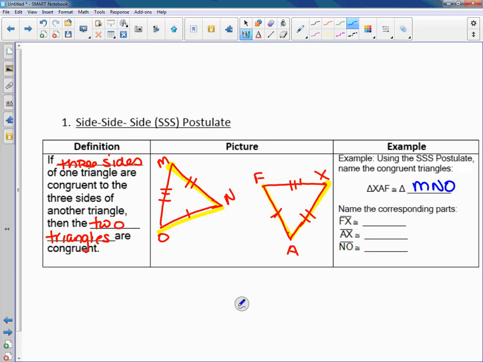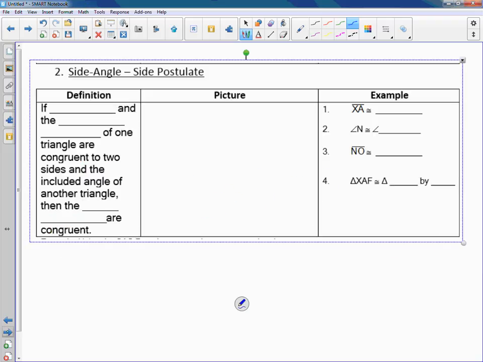Now let's look at all the congruent sides, corresponding parts. FX is congruent to MO because they both have 3 marks. AX is congruent to MN because they both have 2 congruent marks. And NO is congruent to AF or FA because they both have 1 mark. Okay? So the first one is side, side, side.